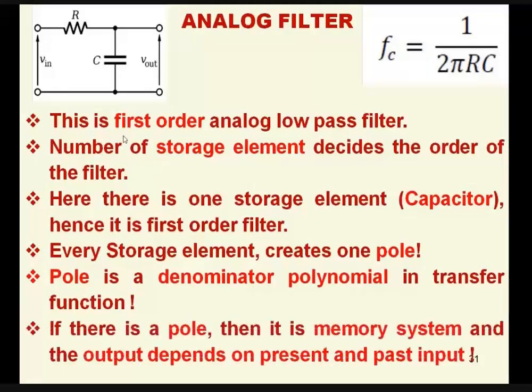If there is a pole, then it is a memory system, meaning the output depends on the present and past input. Because there is a storage element, the output depends on the present and past input. Hence, it is called a memory system. So fantastic. This is just a small trigger to integrate control systems, signals and systems, and digital signal processing, all put together, which forms an embedded system. Great.